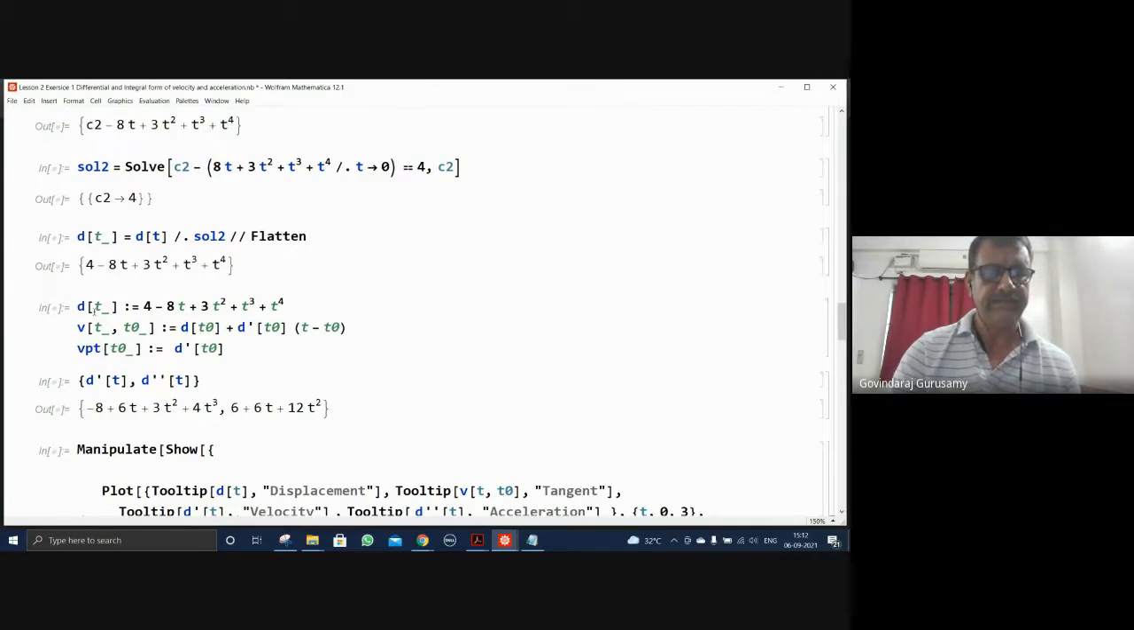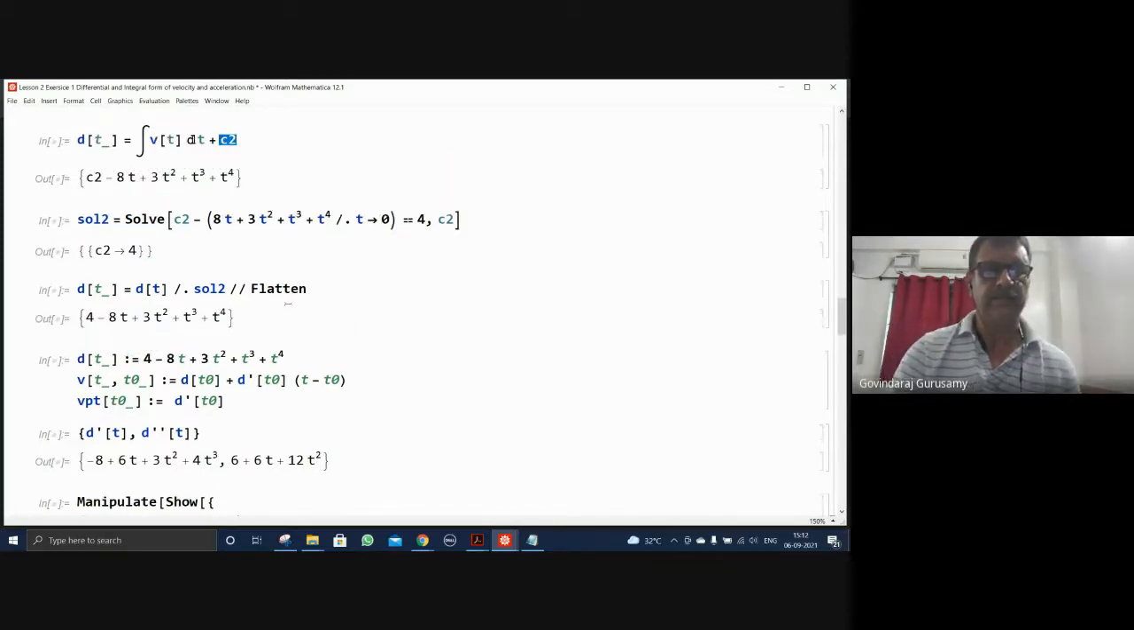Now we know the displacement, and we can just copy and paste what else we have done previously. V has been found for the slope, and VPT for the points which can be generated. D prime can be taken, which is a derivative of that, and D double prime is going to be the further derivative, which means I have the acceleration, velocity, and displacement. You can see that the velocity component is t cube, this is t square, and this is t power 4. That's the function that we have.